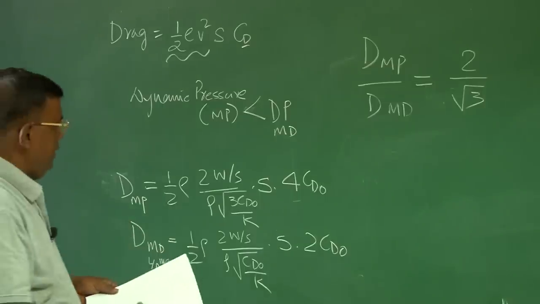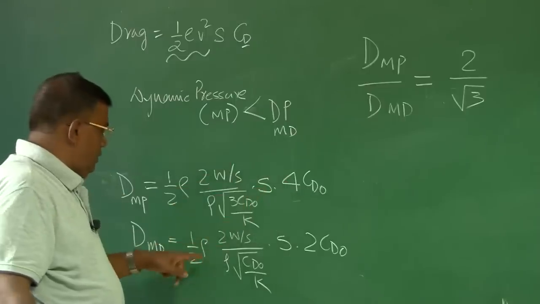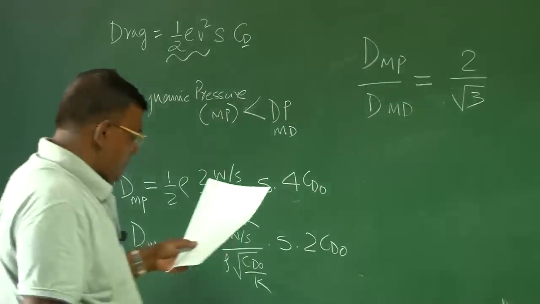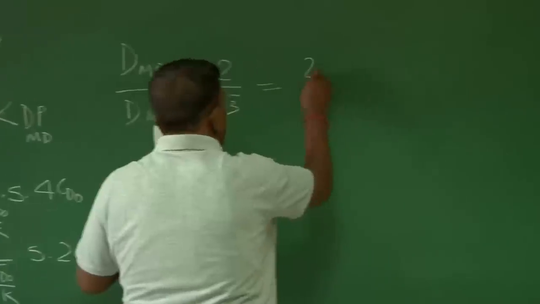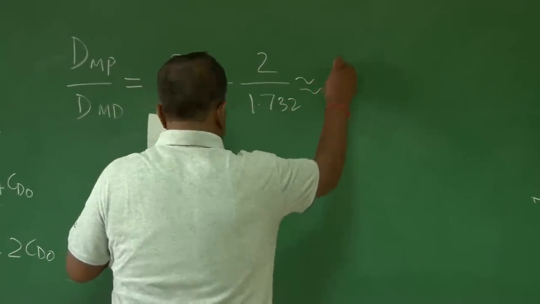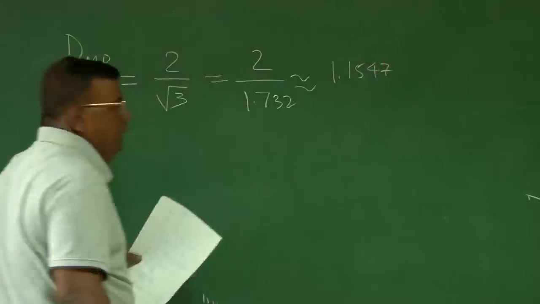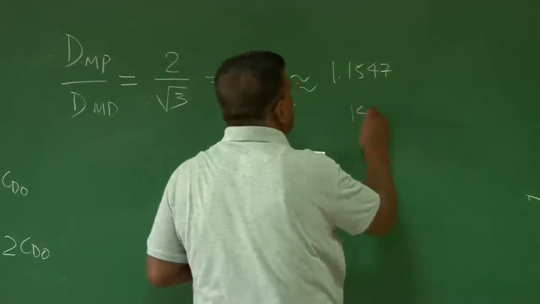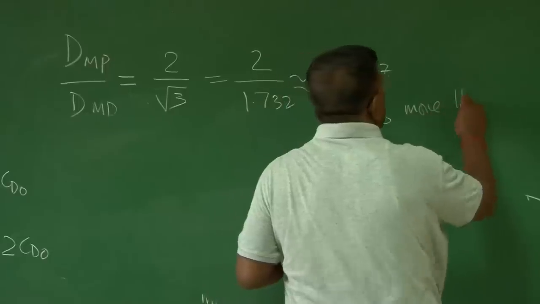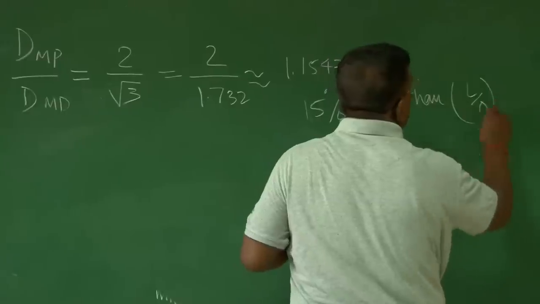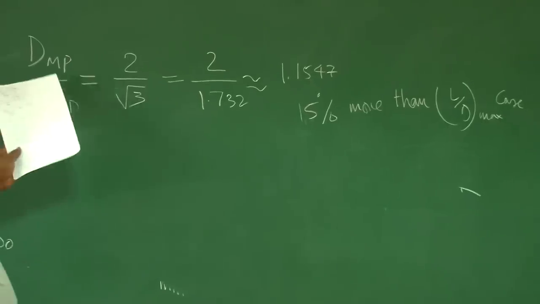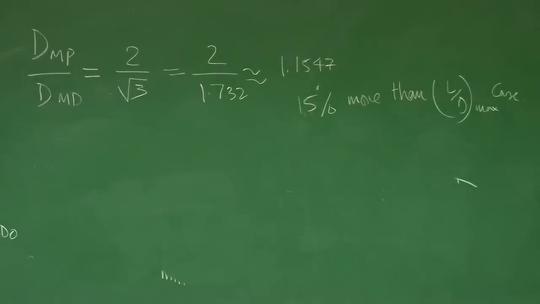So now if I take the ratio, you will find everything gets cancelled, 4 and 2, so the 2 remains there and root 3 will be there, right? Do it yourself. So this ratio will be roughly 2 by 1.732 and this is equal to 1.1547. So as a designer, we say drag during minimum power condition is 15% more than L by D maximum case. Right? You can see that drag during minimum power is roughly 15% more than the drag during L by D max case. Right? How that is important, let us see.